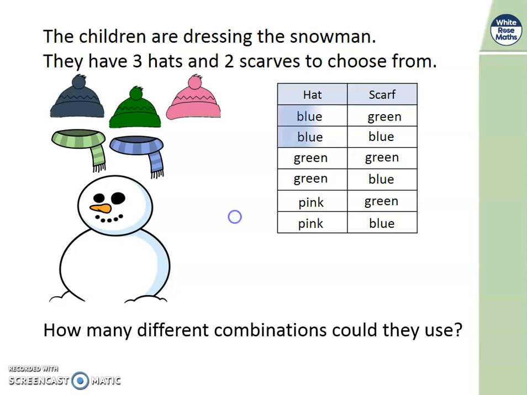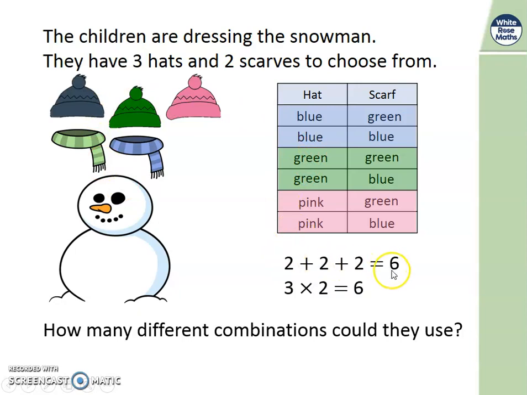So let's have a think how to record that. There are 2 with the blue hat, 2 with the green hat, and 2 with the pink hat. So we could record that as 2 for the blue, 2 for the green, add 2 for the pink. Or we could say there are 3 hats multiplied by 2 possibilities with the scarves, and that makes 6 possibilities altogether, or 6 different combinations.